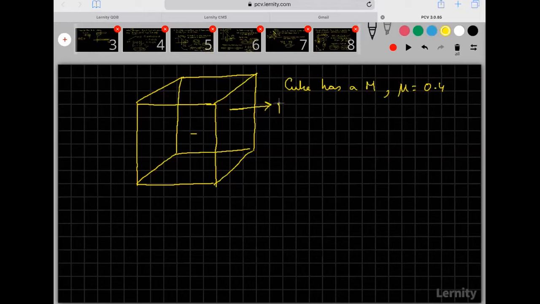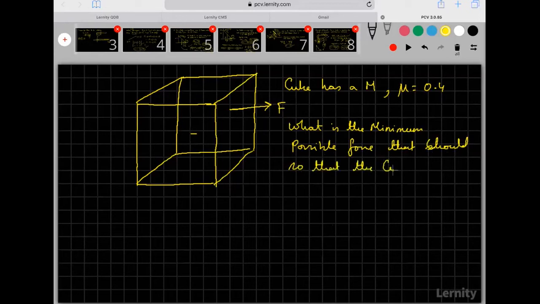The question is, what is the minimum possible force that could be applied, so that the cube moves without toppling?